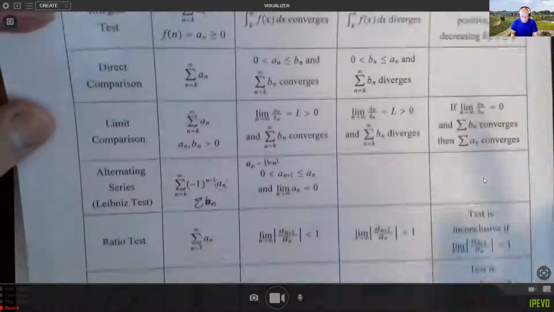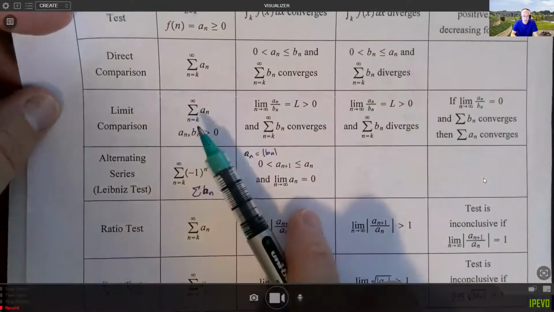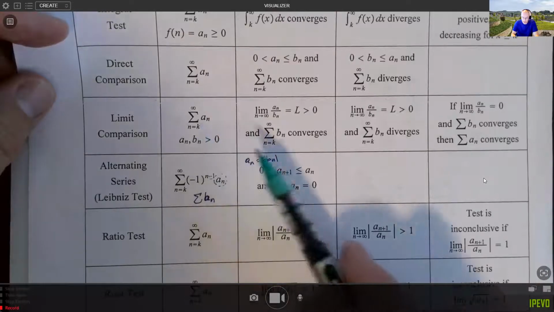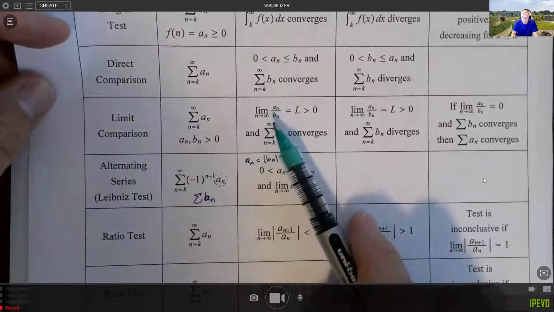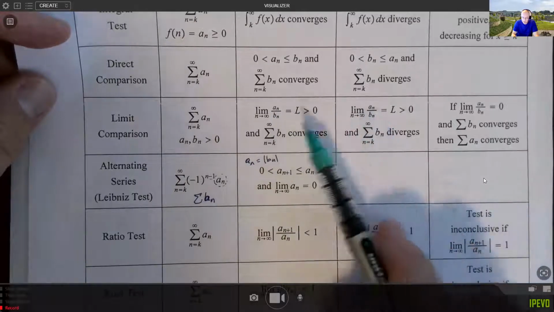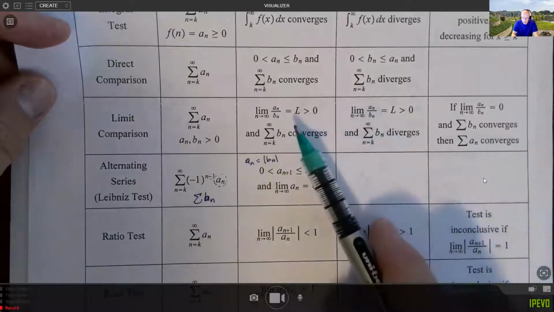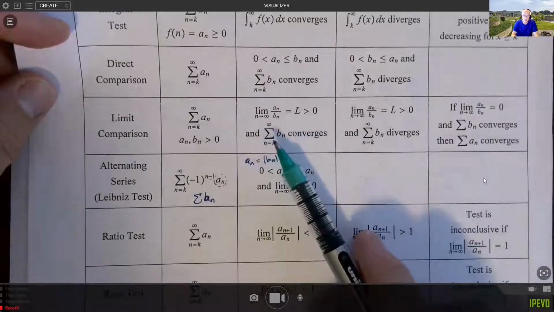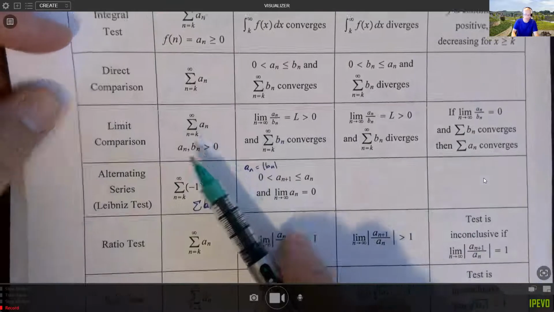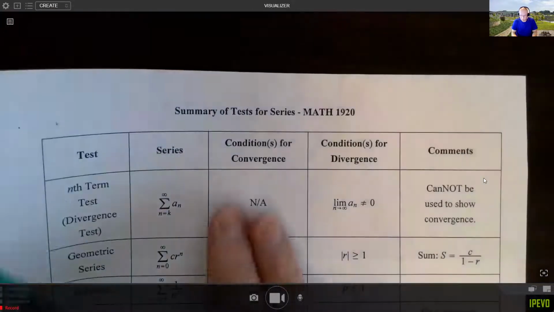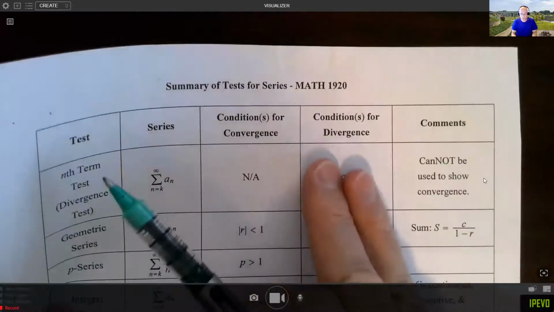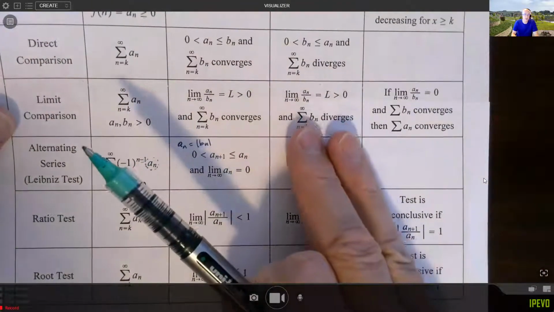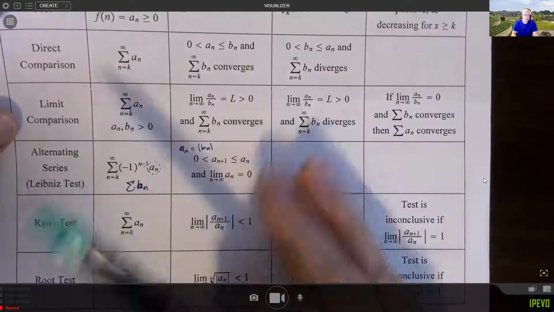So here is the limit comparison test. I'm looking at a particular series here, a sub n. Then if I look at the limit of the a sub n's to b sub n's, in either case here, if it's a finite positive limit, then if the b sub n converges, then the a sub n converges. This first column, if you remember, is the conditions for convergence. Over here, conditions for divergence. If b sub n diverges, then a sub n also diverges. So that's what we're going to use.